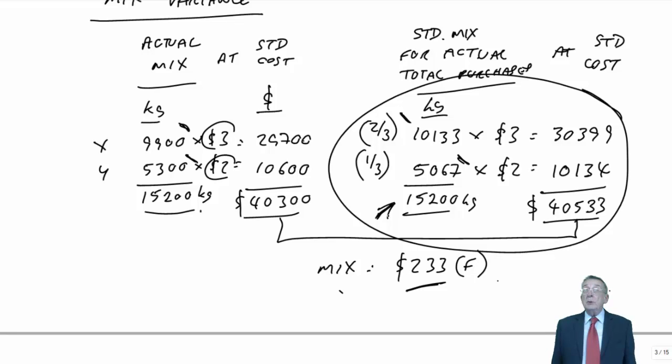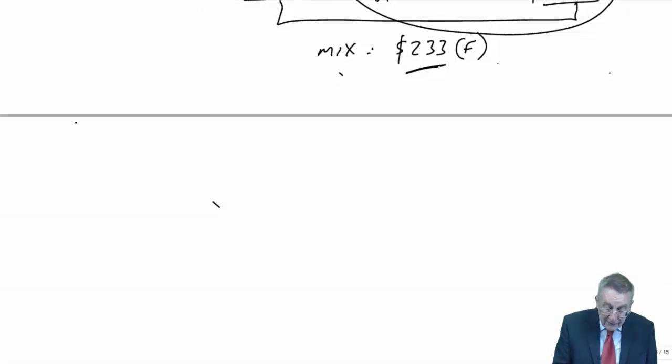You know, in total, every unit should have taken 3 kilos. Did we use 3 kilos a unit? Or did we use more, waste? Or did we use less? We need to check. And we call this the yield variance.